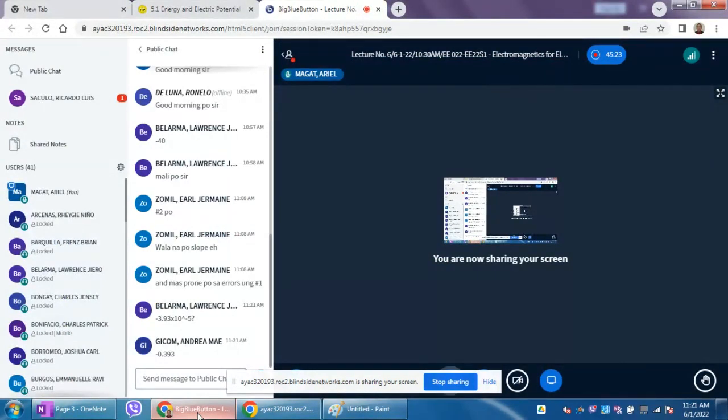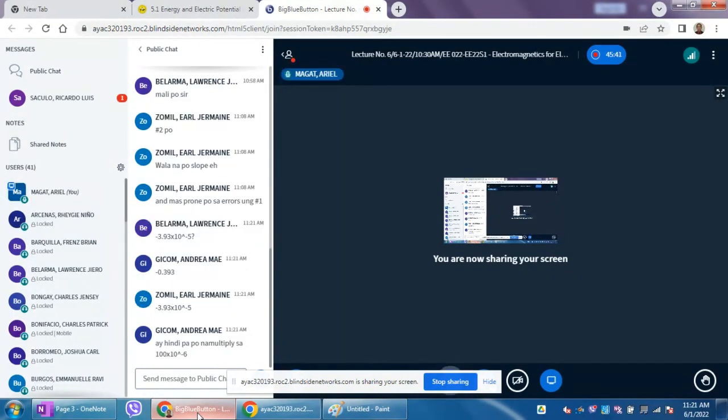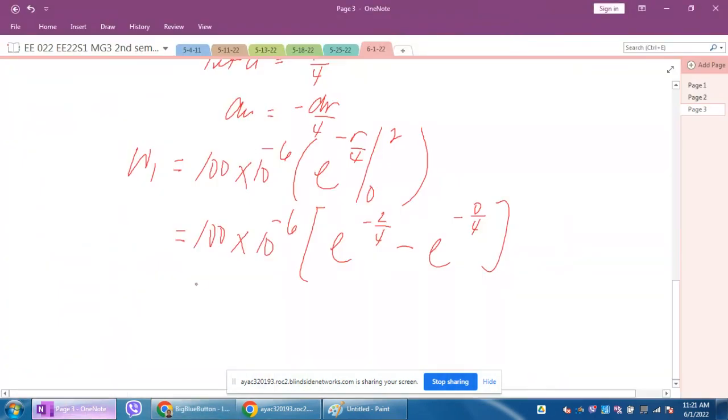Si Lawrence, ang sagot niya, negative 3.93 times 10 raised to negative 5. Andrea, walang exponent yung sagot mo. Alin ba rito ang tama? Sabi ni Earl, negative 3.93 times 10 raised to negative 5. Dalawa na sila. Okay. So, negative 3.93 times 10 raised to negative 5, that's the correct answer. Yan yung work 1 natin.